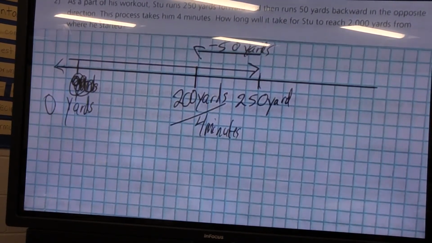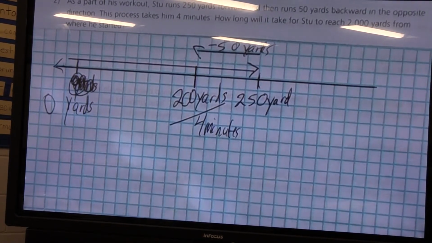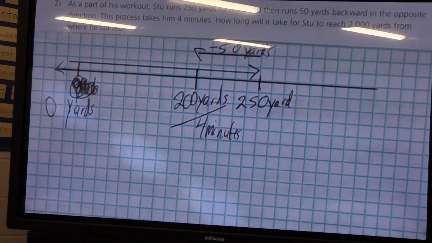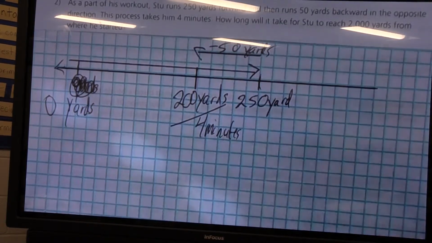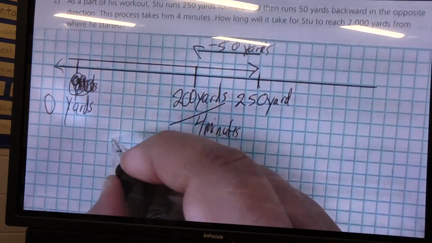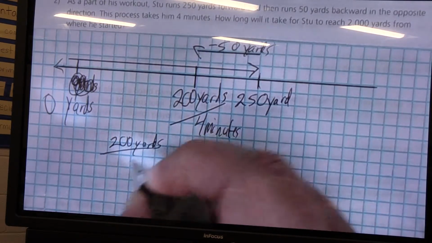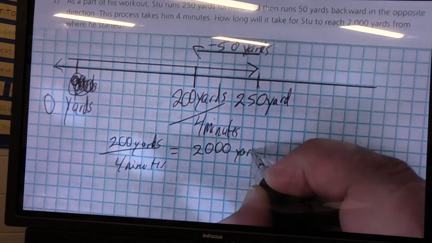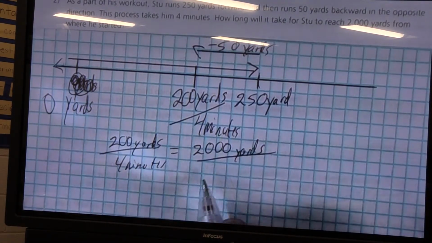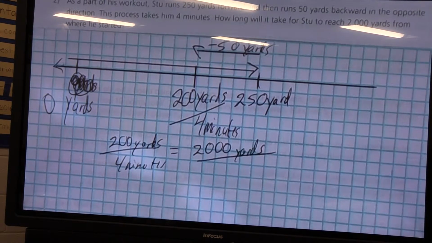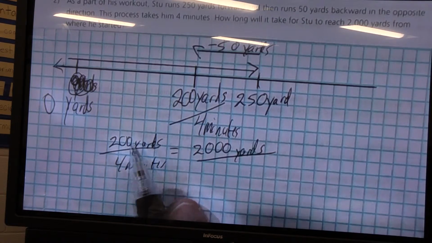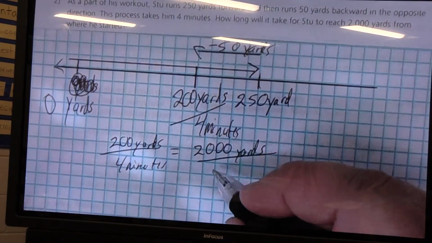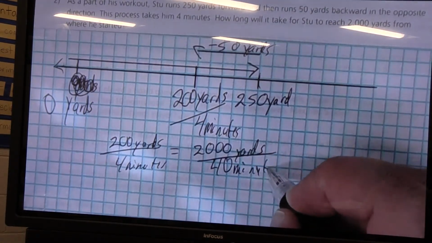So if he does it like this and it takes him 4 minutes to go 200 yards, what I'm going to do then is come up with an equivalent ratio. So 200 yards per 4 minutes, and I want to find out how long it takes him to get 2,000 yards. What did I do to 200 to get 2,000? I multiplied by 10. So if I multiply this numerator by 10 to get 2,000, I must multiply my denominator by 10. 4 times 10 gives me 40 minutes.